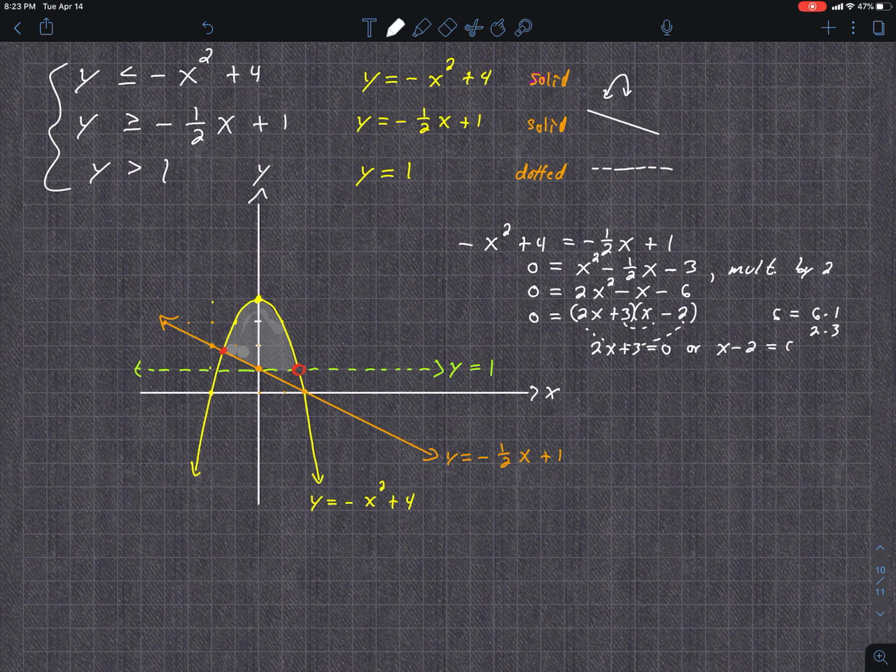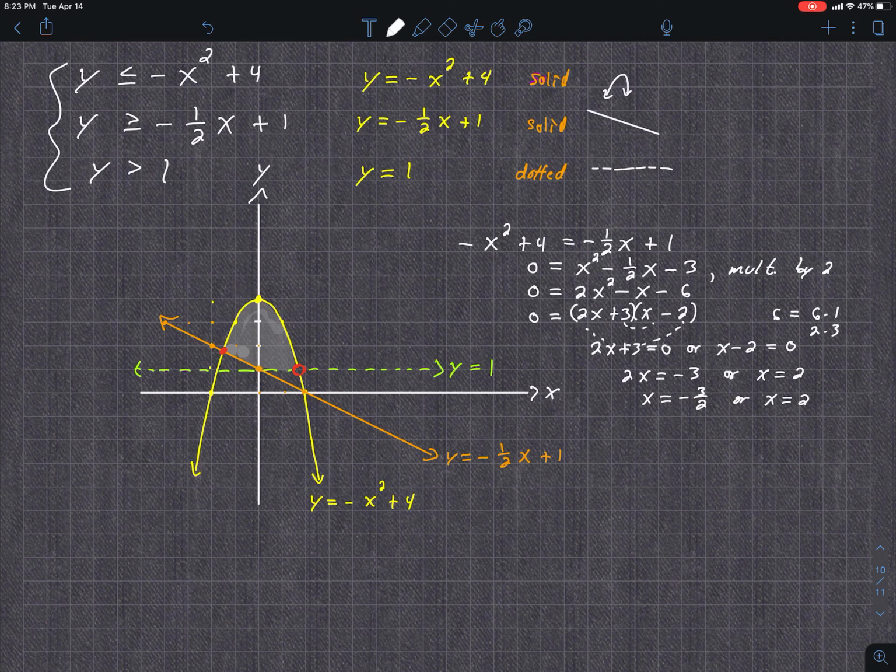So then 2x plus 3 is equal to 0, or x minus 2 is equal to 0. So 2x is equal to negative 3, or x is equal to 2. X is equal to negative 3 halves, or x is equal to 2. So those are your two possibilities. So the x equal to 2 isn't part of our solution, actually. That's down here. So x equal to 2 is this point here. Well, so we're not including that one. We're really just interested in this one. So that one is your negative 3 halves.